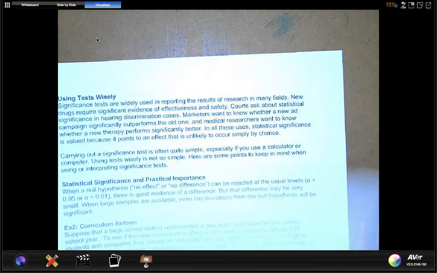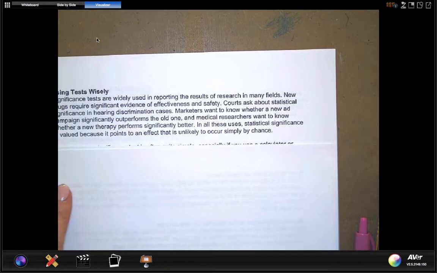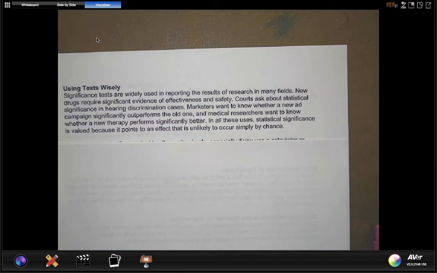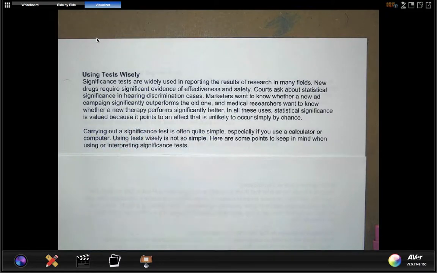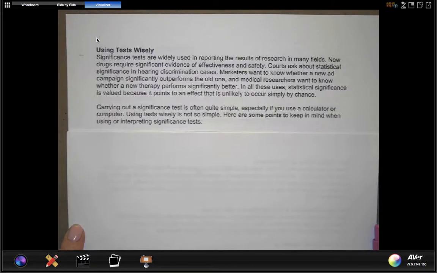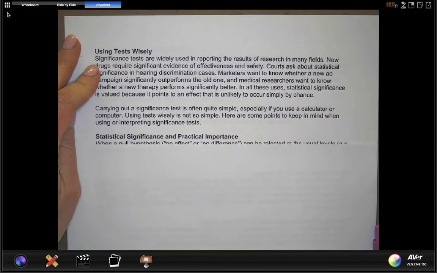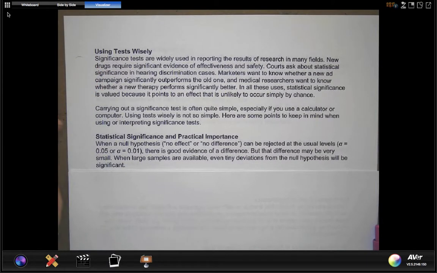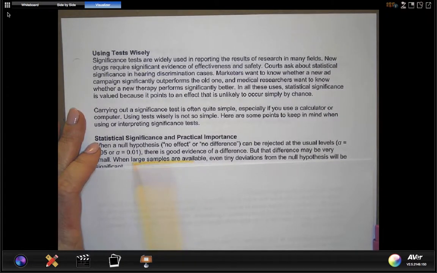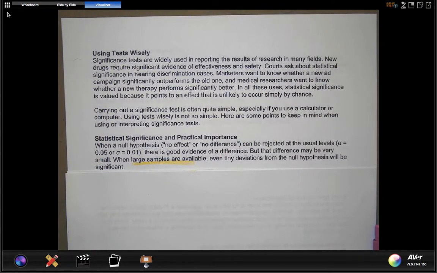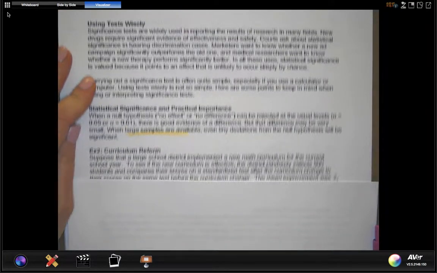All right. This next section here, we've got using tests wisely. So obviously tests are used in a lot of different fields. So we want to make sure that we're using them wisely. Doing it on the calculator is pretty easy. So you're just plugging numbers into the calculator. You can always plug numbers in the calculator, but do your numbers actually mean anything? So there's this idea here of statistical significance and practical importance. So sometimes, especially if we have a large sample, we might get results that are statistically significant, but they're really not that important.